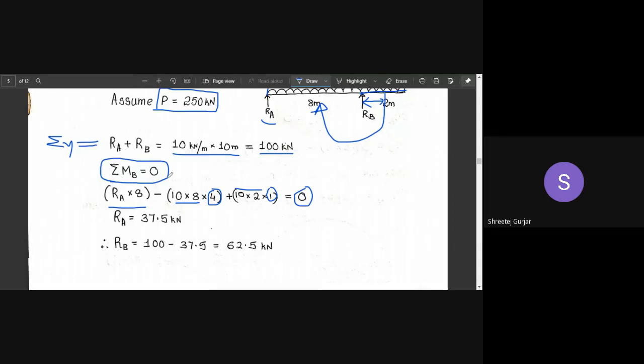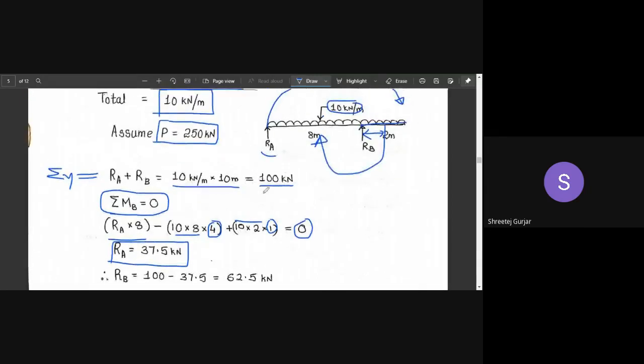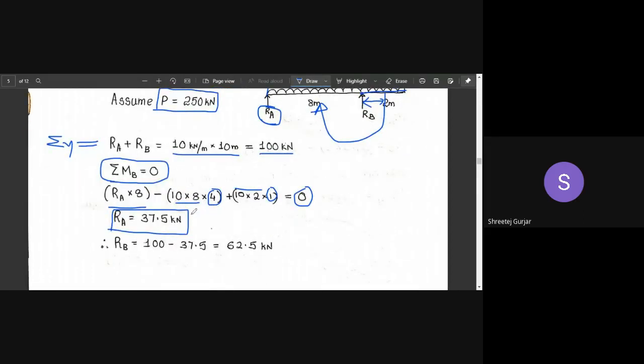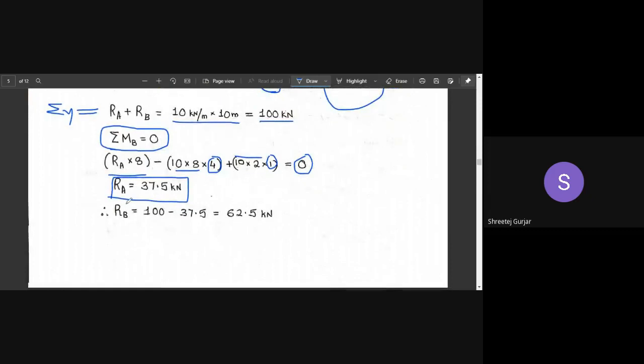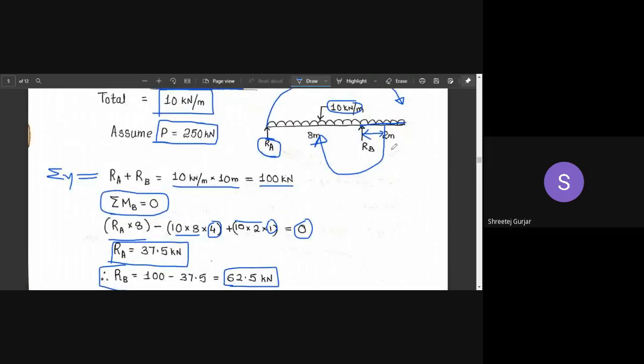If you simplify all of these, you will get RA is equal to 37.5 kilonewton. RA we have determined, and substituting this in the first formula, RA plus RB is equal to 100 kilonewton, you will get the RB value, which is equal to 62.5 kilonewton. So now we have calculated RA and RB, and we can calculate moments at various sections.